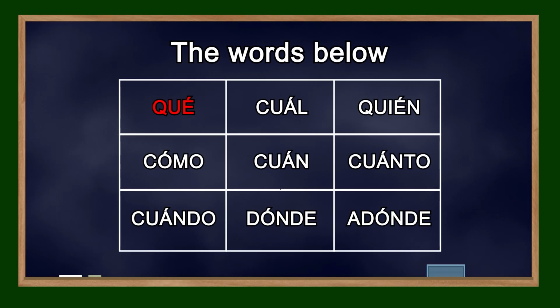Now let's take a look at the second case. The words qué, cuál, quién, cómo, cuán, cuánto, cuándo, dónde, and a dónde have a diacritic accent mark to distinguish them from identical words. Remember, this diacritic accent mark is not determining the stressed syllable, but whether the word as a whole is stressed in pronunciation or not.